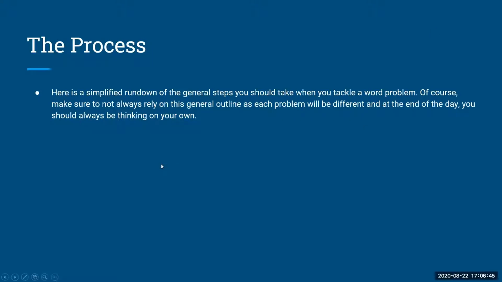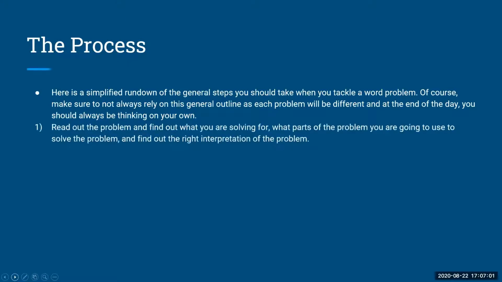And like I said, of course, don't always rely on this general outline. This is just the outline at the end of the day. Always be thinking on your own and use your own brain. You guys are pretty smart, so you can handle it. And plus, you know how to do this anyways. I learned this in 4th and 5th grade too, maybe 3rd grade too.